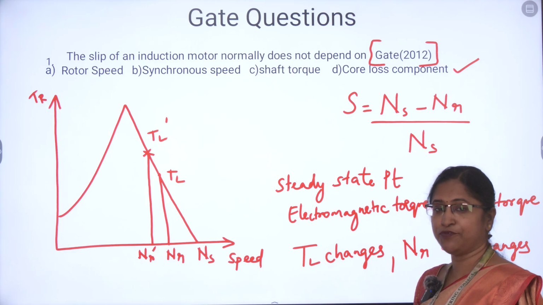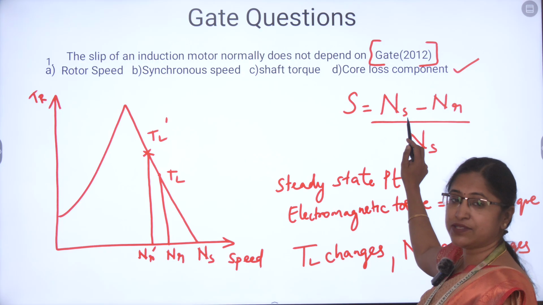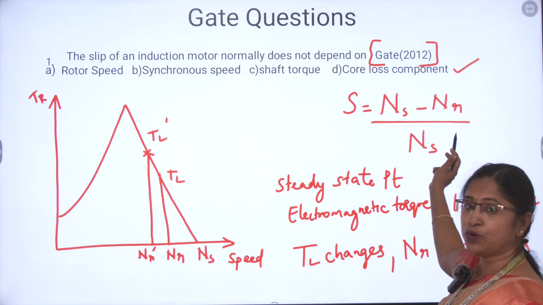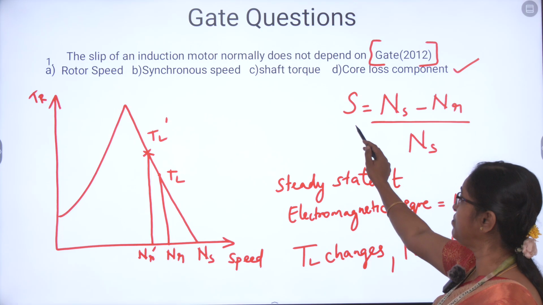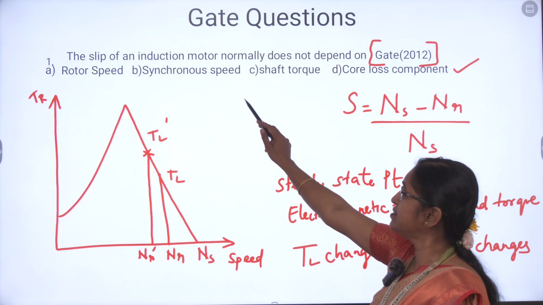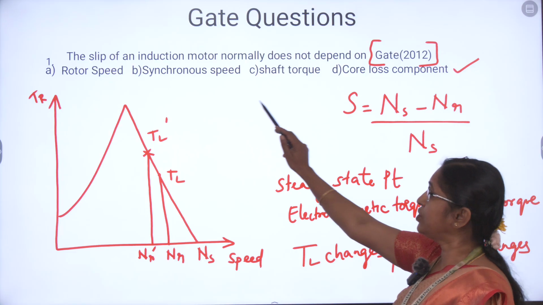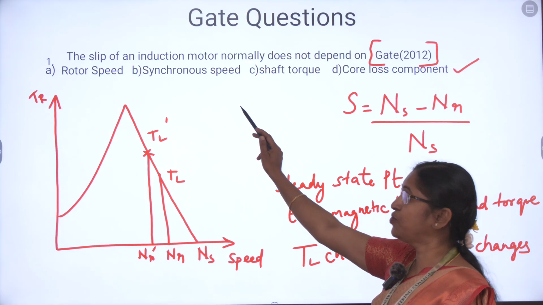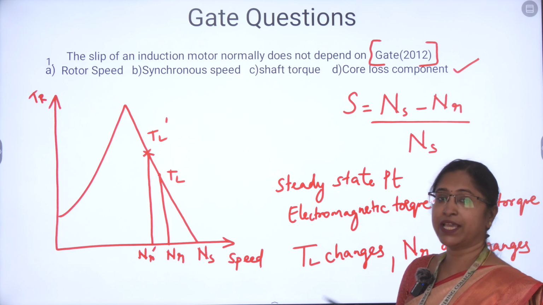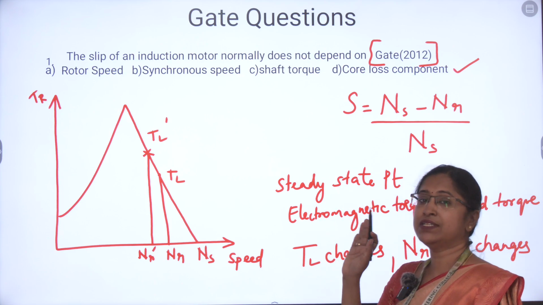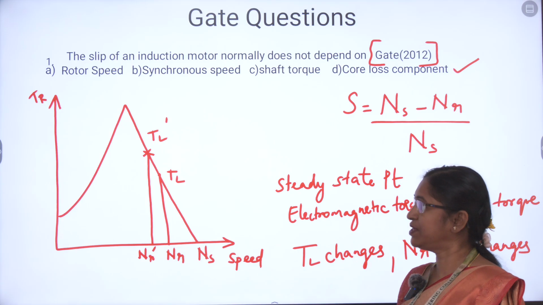So we all know that the formula for the slip is (Ns - Nr) / Ns, where Ns is your synchronous speed, Nr is your rotor speed. So from this equation itself, we can say that your slip obviously depends upon your synchronous speed, which is your B option. It also depends upon your rotor speed, which is your A option. So the first two options are not the answer. When you take the third point, shaft torque, yes, it actually depends upon the shaft torque also, but we should know the reason behind it. So let's see the explanation.